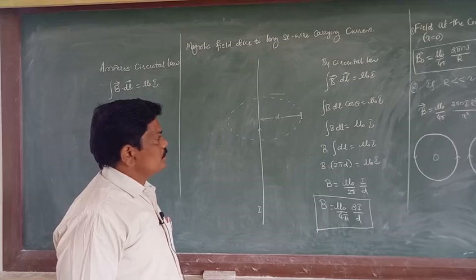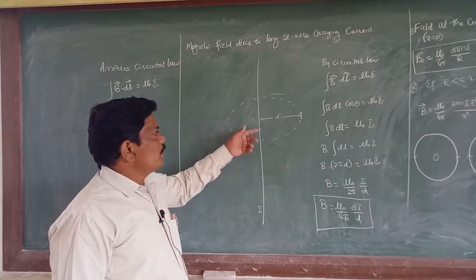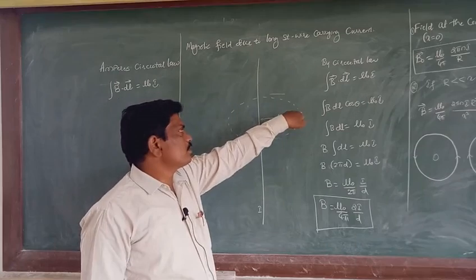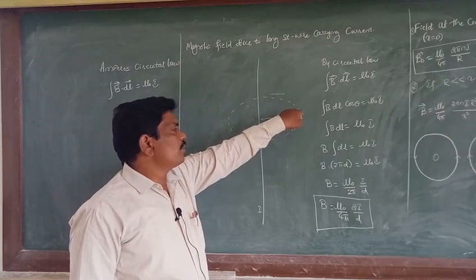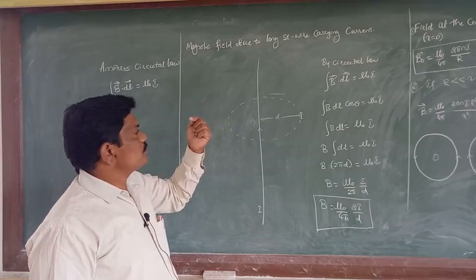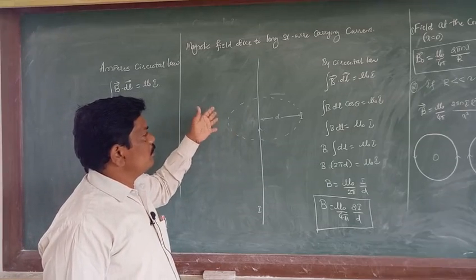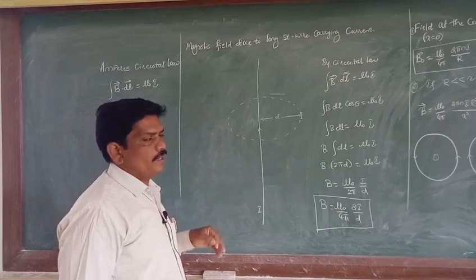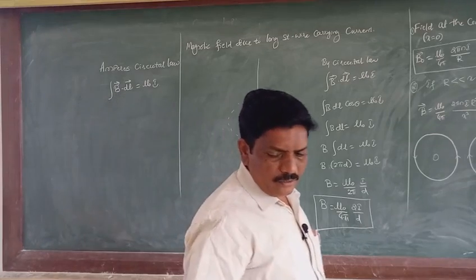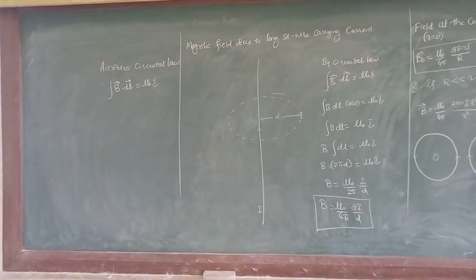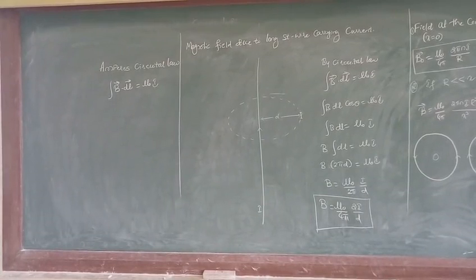Is it clear? And here the field is away from the observer, and here the field is towards the observer and perpendicular to the plane of the board. Okay, so this is an expression for the magnetic field due to a long straight wire. Okay, now down this.